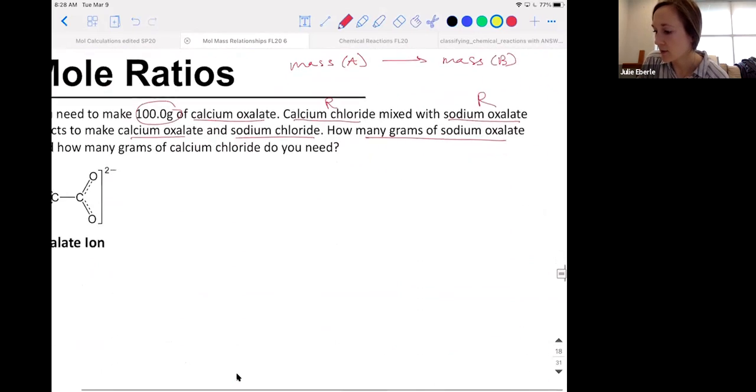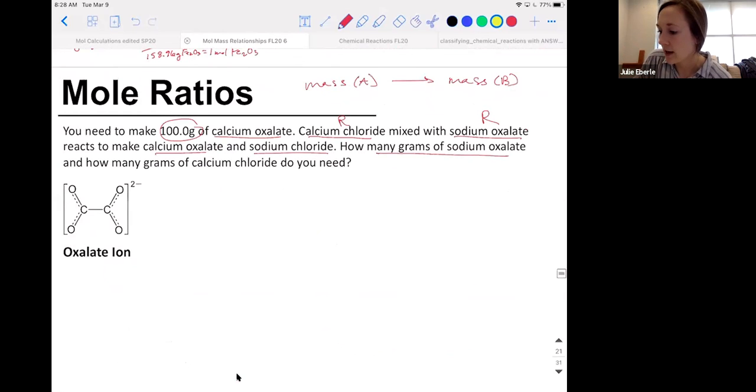You're going to need calculators, by the way. Grab one if you don't have it. So let's write out calcium chloride. Somebody tell me the formula for calcium chloride.